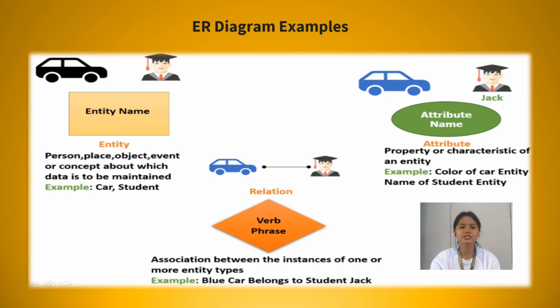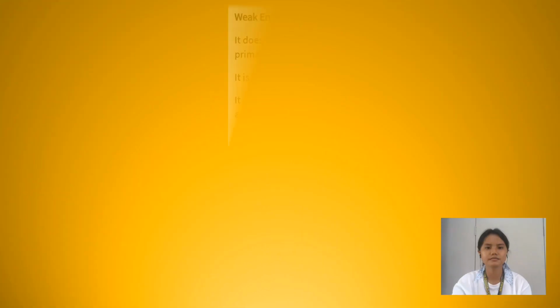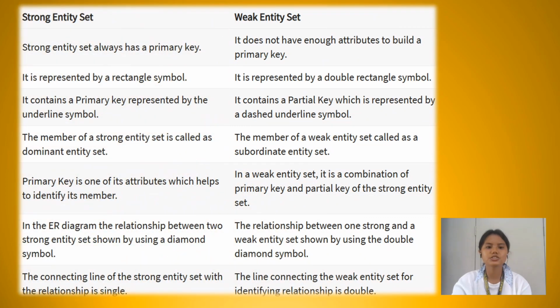Here's the comparison between strong and weak entity sets. Strong has a primary key, weak doesn't. Strong is represented by a rectangle symbol, weak is a double rectangle. Strong has a primary key represented by an underline, the weak has a partial key represented by a dashed underline.